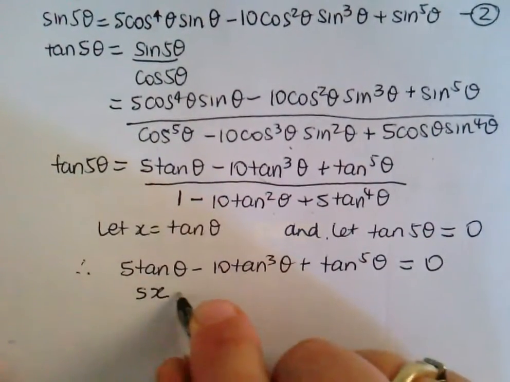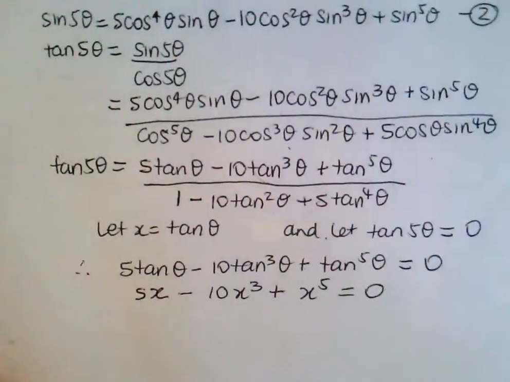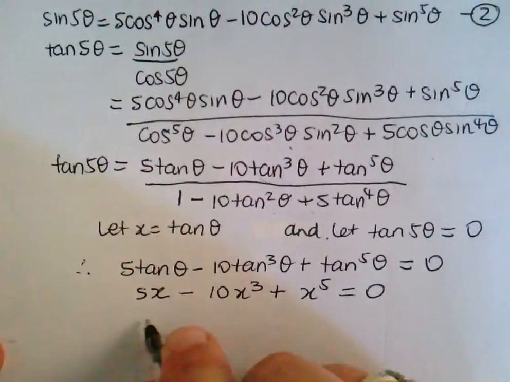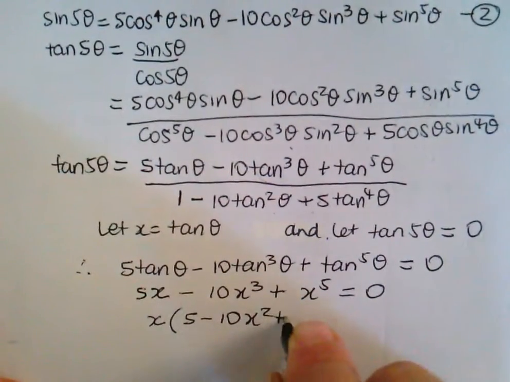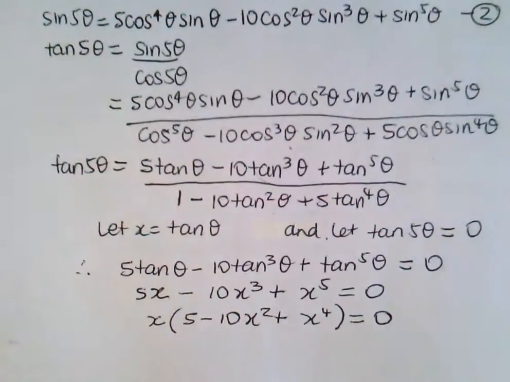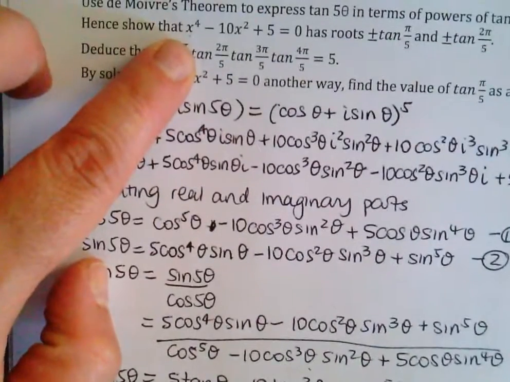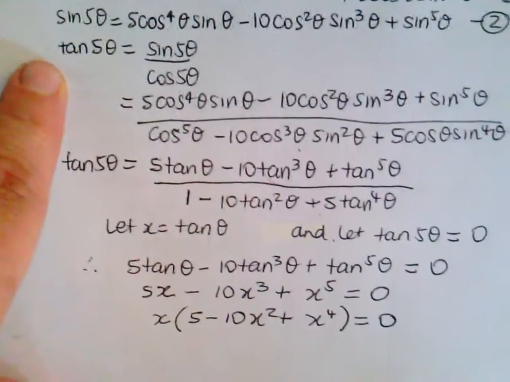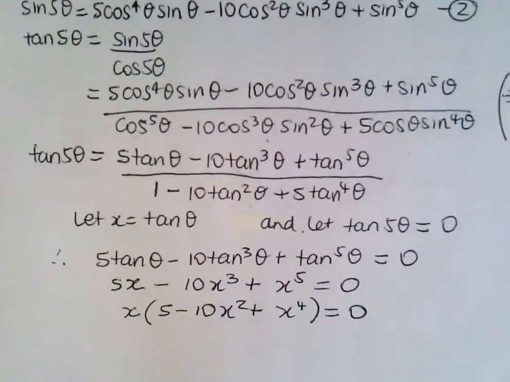So therefore 5x minus 10x cubed plus x to the power of 5 equals 0. Now we can take out x as a common factor. We would never divide through by x. So x bracket 5 minus 10x squared plus x to the power of 4 equals 0. Now that is, hence show that x to the power of 4 minus 10x squared plus 5 equals 0. We're coming up with that equation. All right?